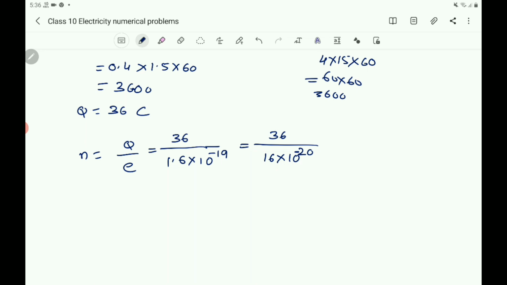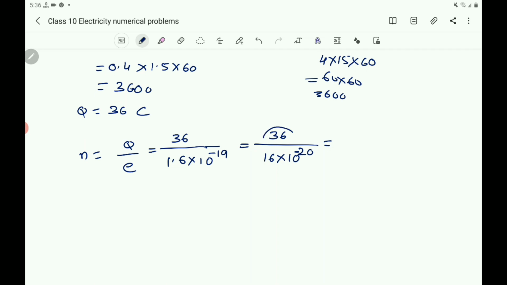Here 1.6 is equal to what? 16 into 10 power minus 1. You know that 1.6 means 16 by 10, which is 16 into 10 power minus 1. Here minus 1 power is added to minus 19, and that becomes 10 power minus 20.